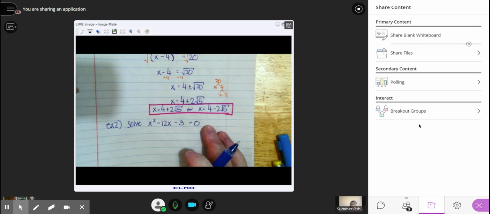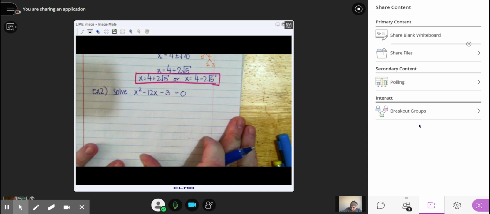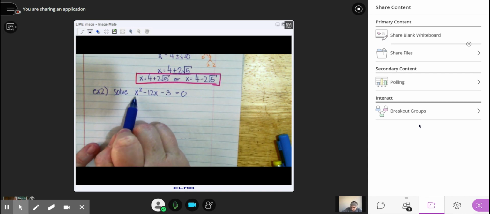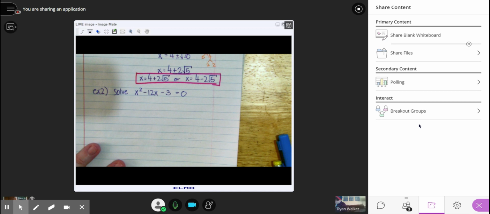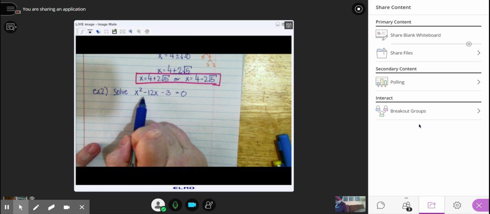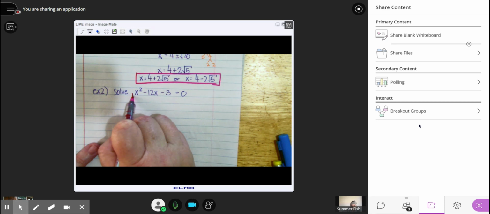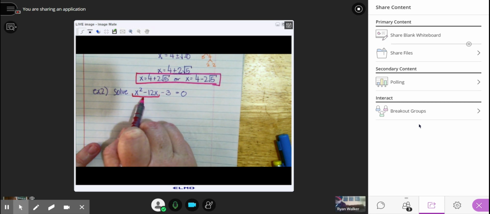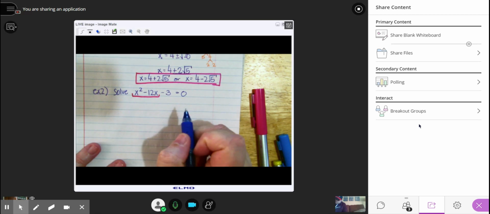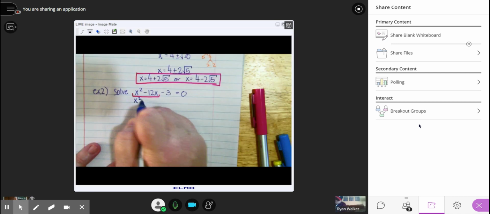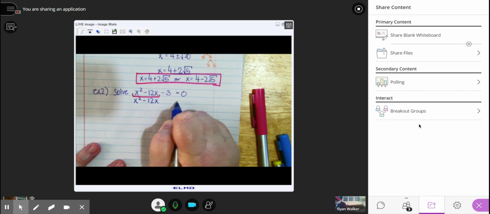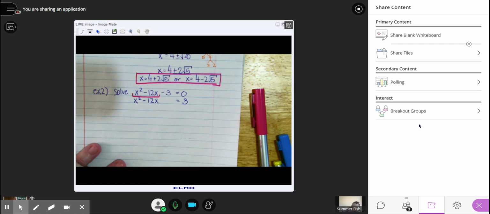All right, second example, same process, slight twist. Here we want to solve an x squared minus 12x minus 3 equal to 0 using completing the square. Every other time we've completed the square, we've only focused on having these first two terms, right? So in order to keep that, I'm going to do x squared minus 12x, and I'm going to add 3 to both sides so that it looks like it did before.